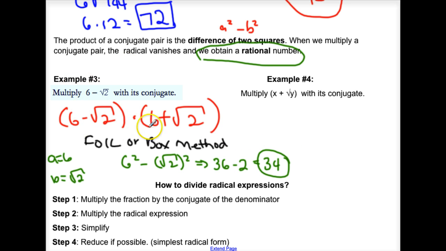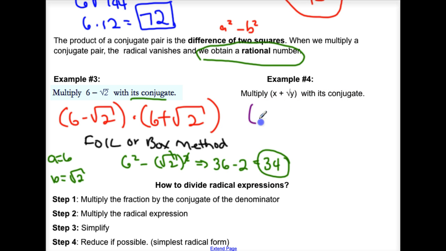Again, you can do the box method or FOIL it out when you do 6 minus square root of 2 times 6 plus square root of 2, but the shortest trick is to, whenever you're multiplying by a conjugate, which is the difference of squares, we just square my a term minus square my b term, and this squaring and the radical sign cancel off. 36 minus 2 is 34.